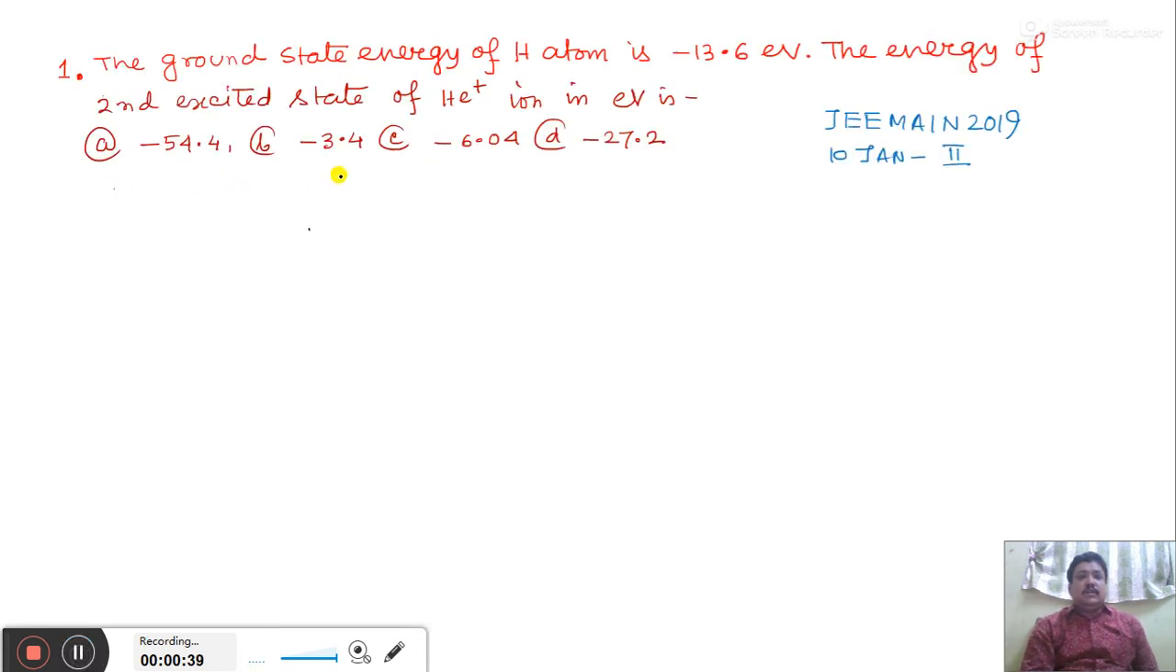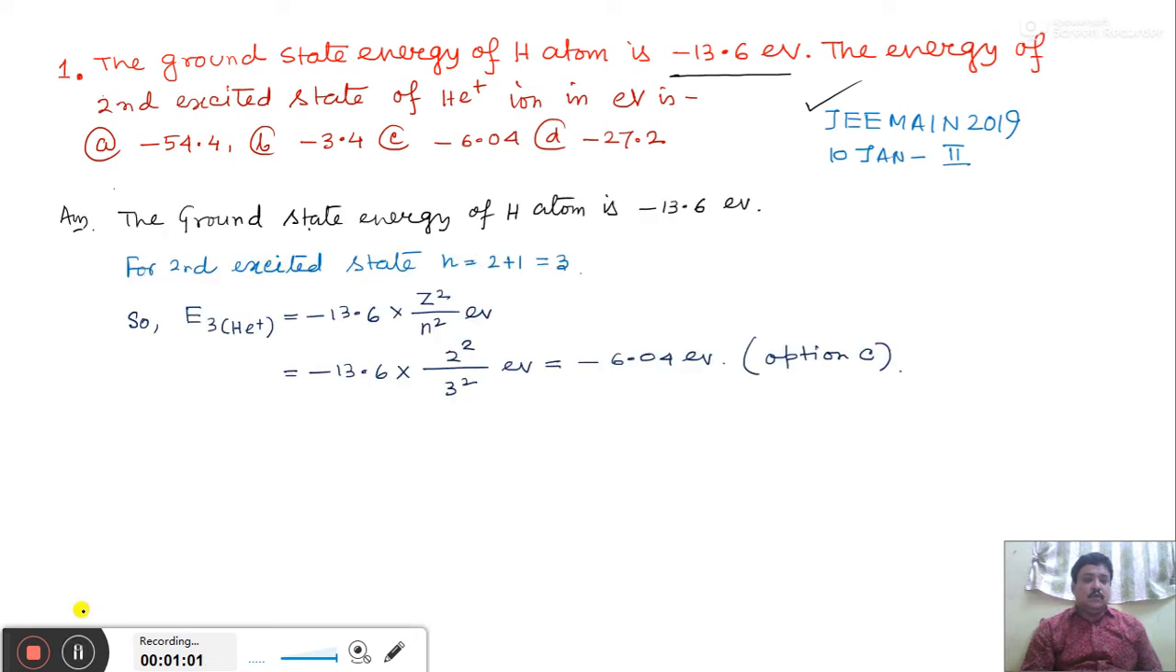the ground state energy of H atom is minus 13.6 electron volt. The energy of the second excited state of He plus cation is: minus 54.4, minus 3.4, minus 6.04, minus 27.2. This question came in the JEE Main 2019 exam.